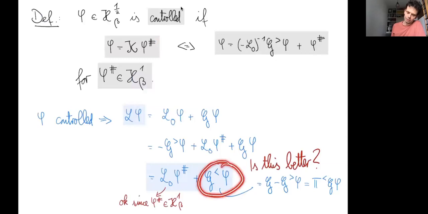we have to check that this here is in L2 if this beta here is big enough. That's what we want to check now.